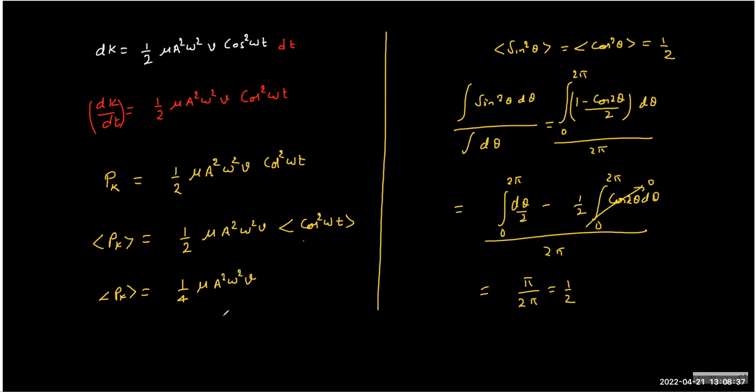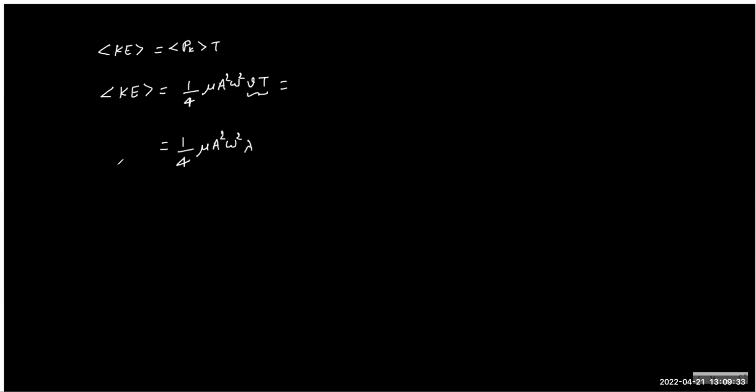So this is the average kinetic power. And to find the energy, if you know the power, the average kinetic energy will be the average kinetic power into time t. Energy is defined as power into time. That's the whole idea. So the average kinetic energy you will get as 1 by 4 mu a square omega square v into t. And then you can also write vt as lambda. This is also a very famous way of writing the average kinetic energy.